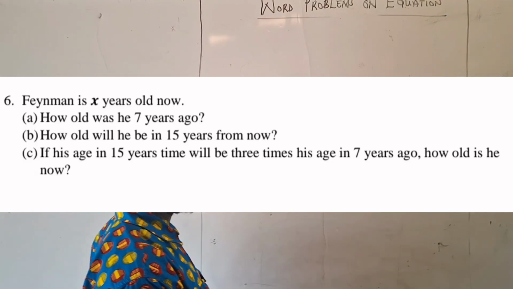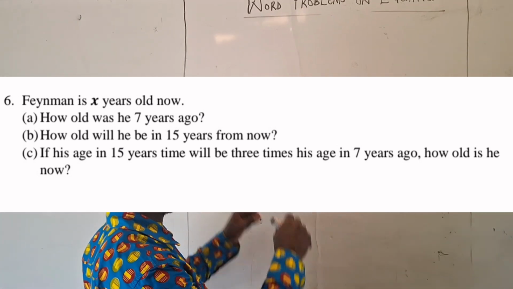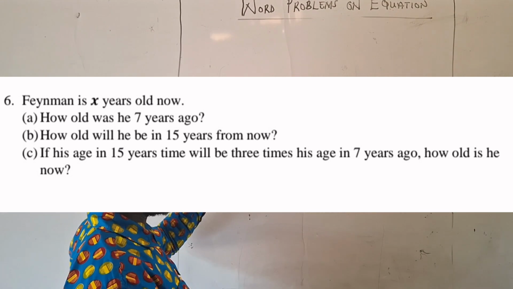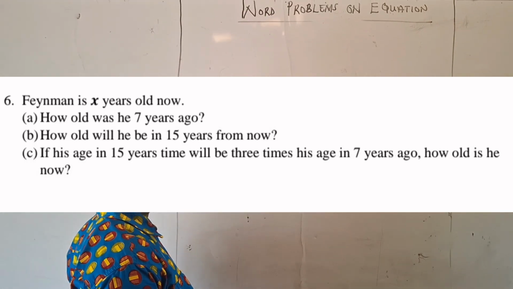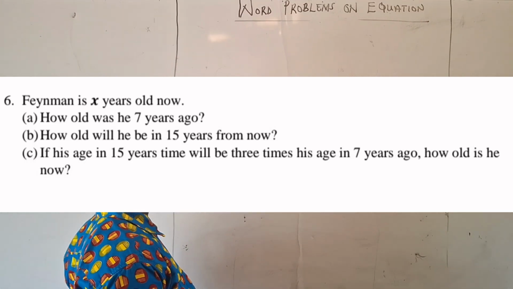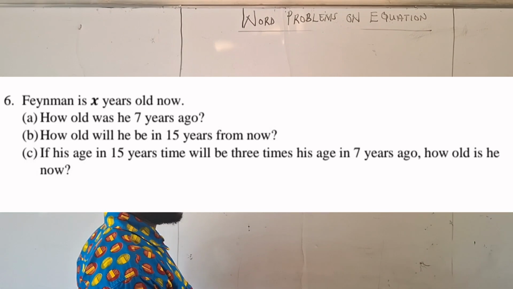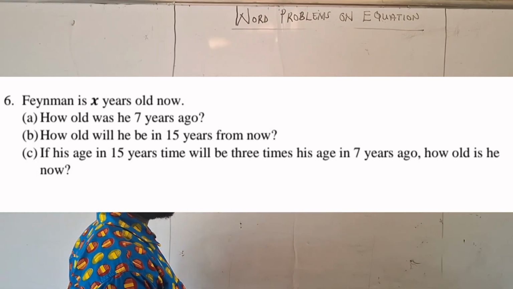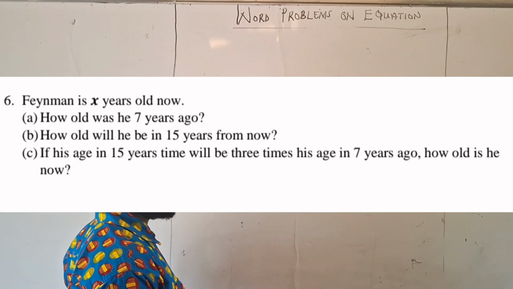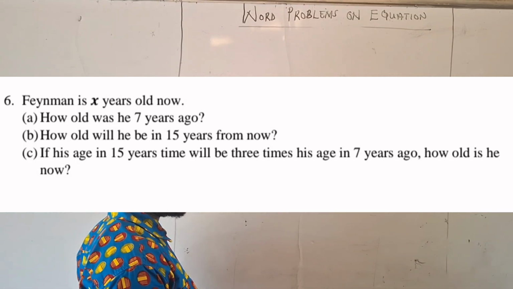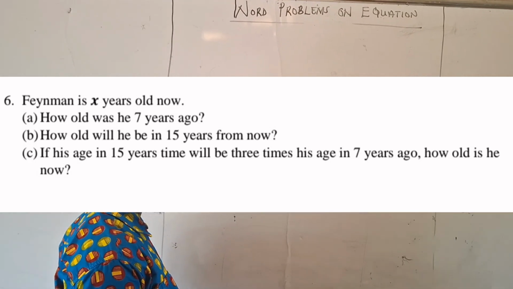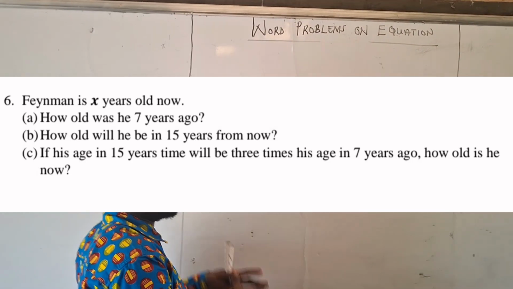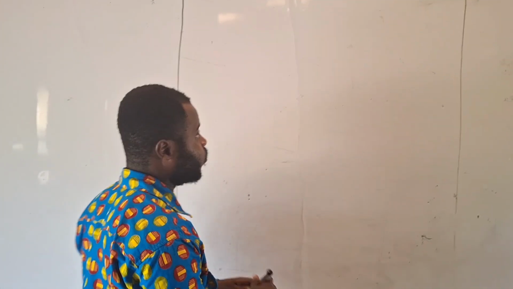So it says, Kwame is x years old now. A says, how old was he 7 years ago? B, how old will he be in 15 years from now? Then C, if his age in 15 years' time will be 3 times his age 7 years ago, how old is he now? Here we are lucky they told us that the person is x years now.